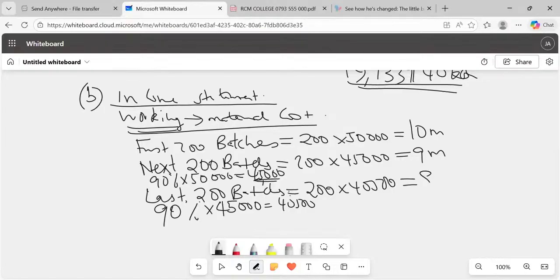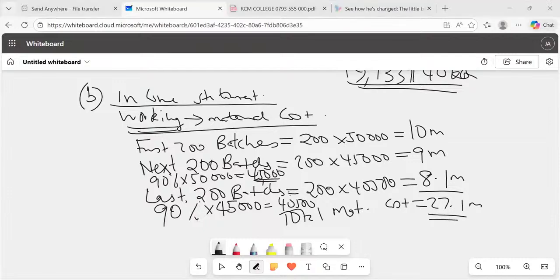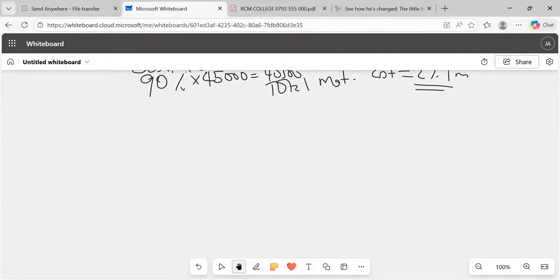8.1 million. So the total material cost is 27.1 million. 27.1 million. Let me see the comments from my students here. What are they telling me? Yeah, great. They now give us, ladies and gentlemen, our income statement.